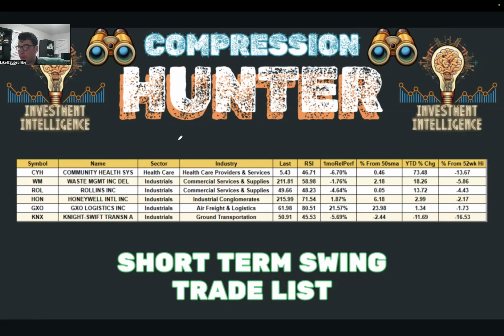And then the Pulse Radar is for like 1 to 30 day swing trades, and the Zone Finder is for like intraday to short-term swings, right? Like a week or less, or just simply day trades.